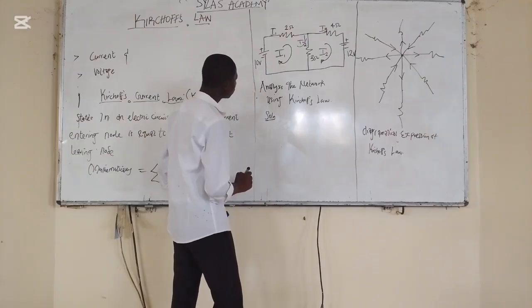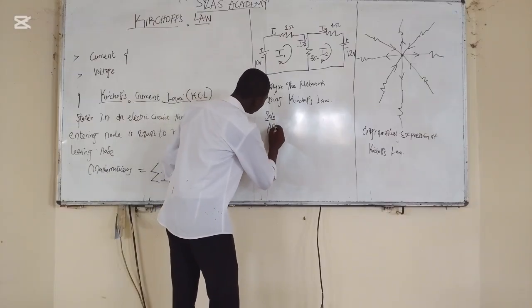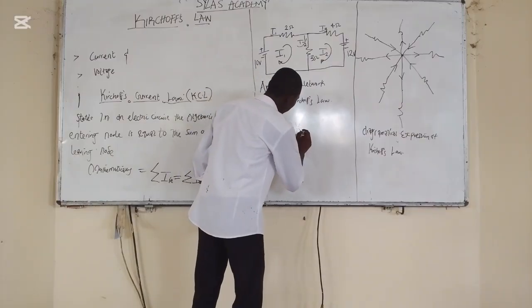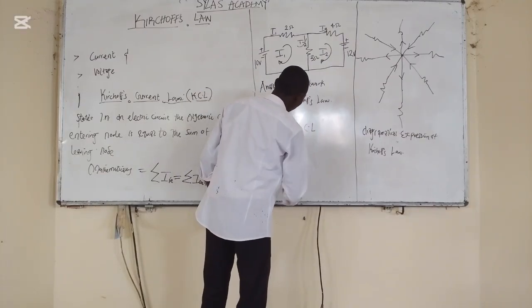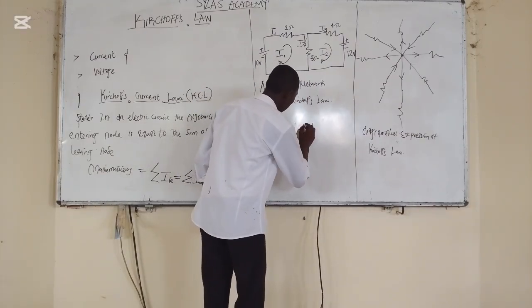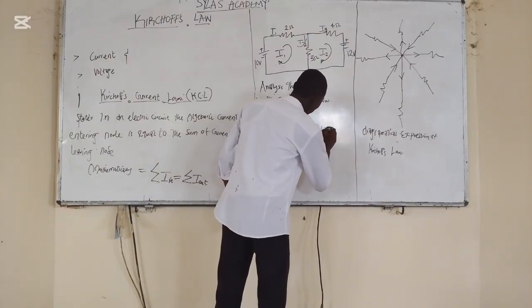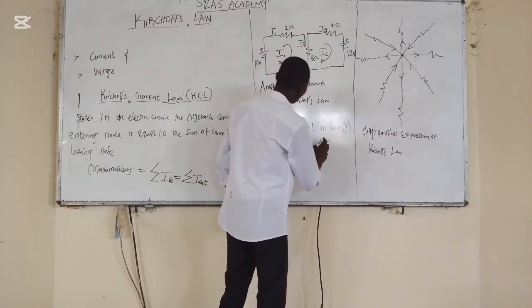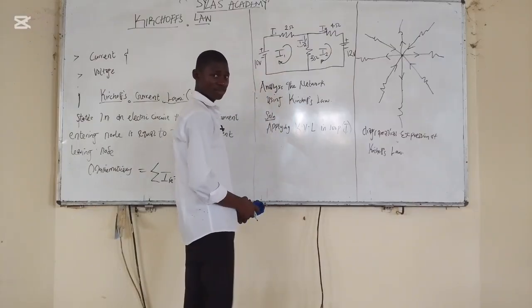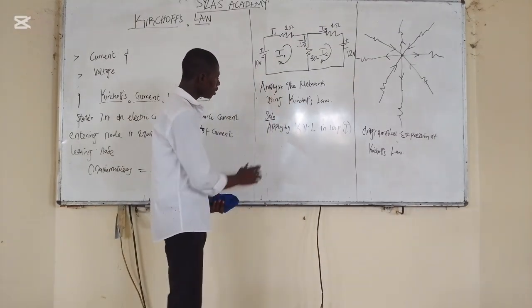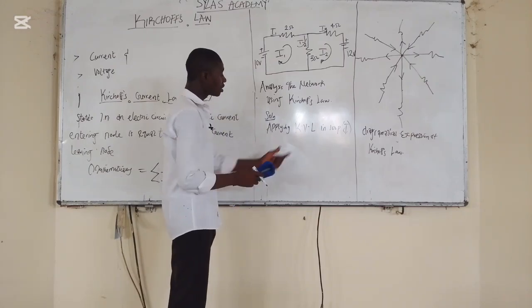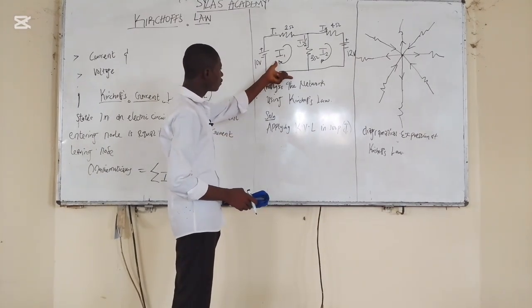Solution. You see, applying the KVL, rather, in loop 1. Loop 1 or mesh 1, they are the same thing. Are you following now? How do you apply the KVL, Kirchhoff's voltage law, in solving this question?